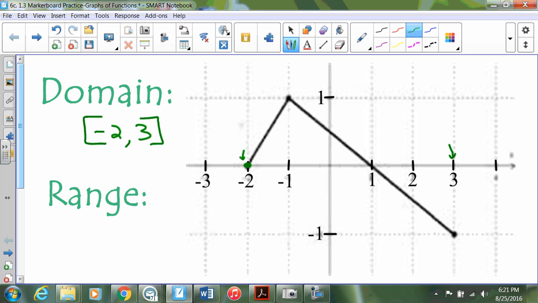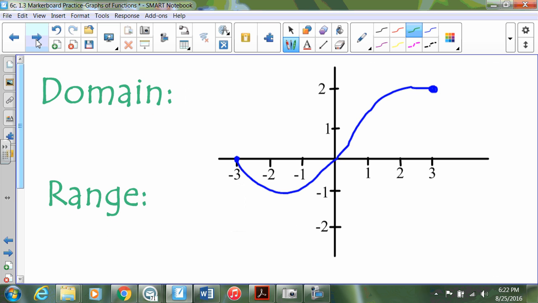Then for range, we're going to put our hands in the opposite direction and go up and down. The highest up I can go is 1. If I go past 1, there's no graph up there. The lowest I can go is -1. If I go below -1, there's nothing there. So our range goes from, we're going to put our smallest first, -1, which is also a bracket, to +1, which is also a bracket.